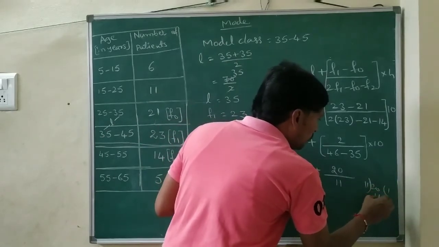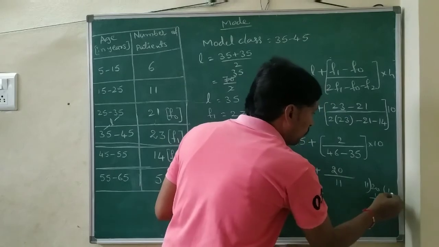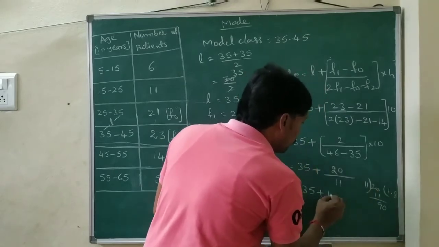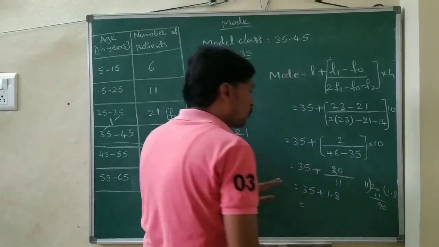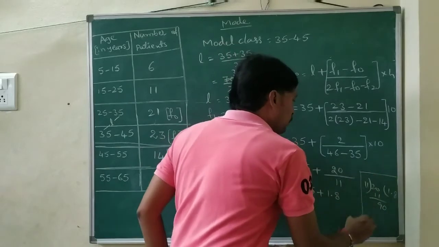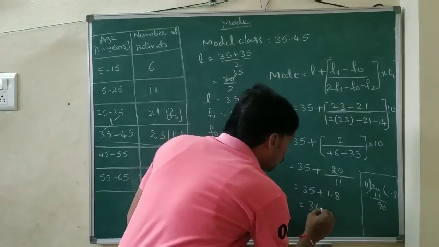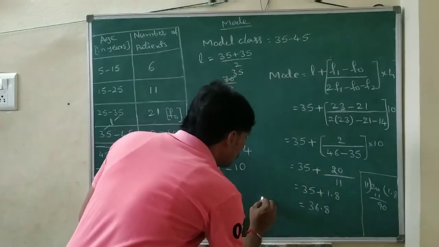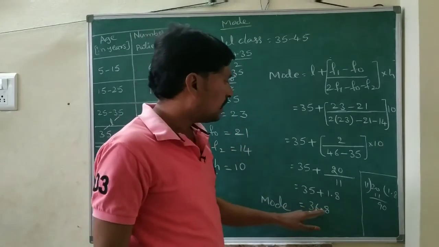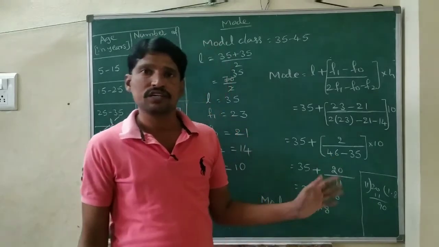11 1s are 11, means 9 remained, 0.0. 11 8s are 88, means we are getting 1.8. So 35 plus 1.8 is 36.8. So here we got the mode equal to 36.8.